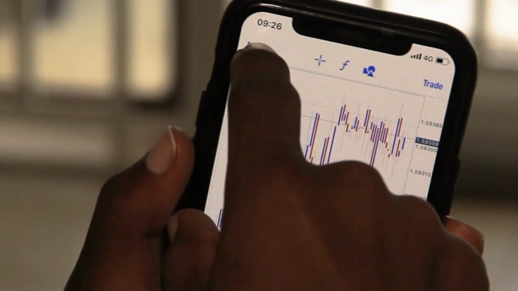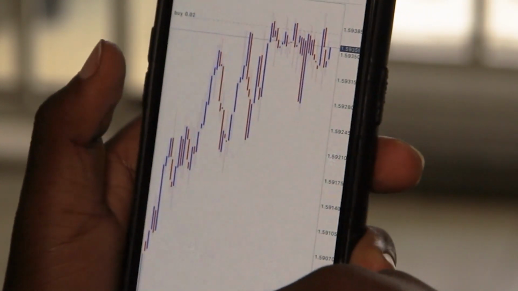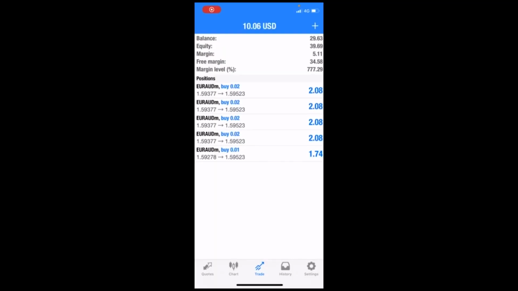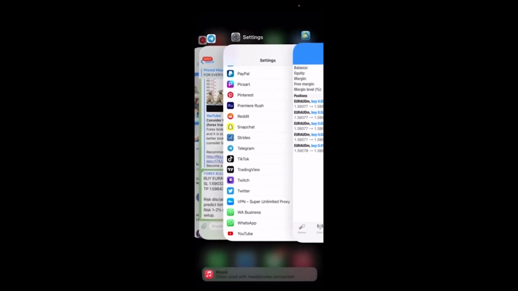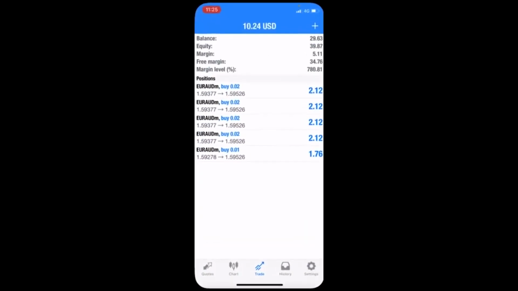It's currently 9:26, so we shall see when we get into profit. I'll come back with an update. A few moments later. I told you I knew these trades were going to go in profit, so I went ahead and shared the signal in our main Telegram channel. Now let's go back to the trade and show you what I was telling you.